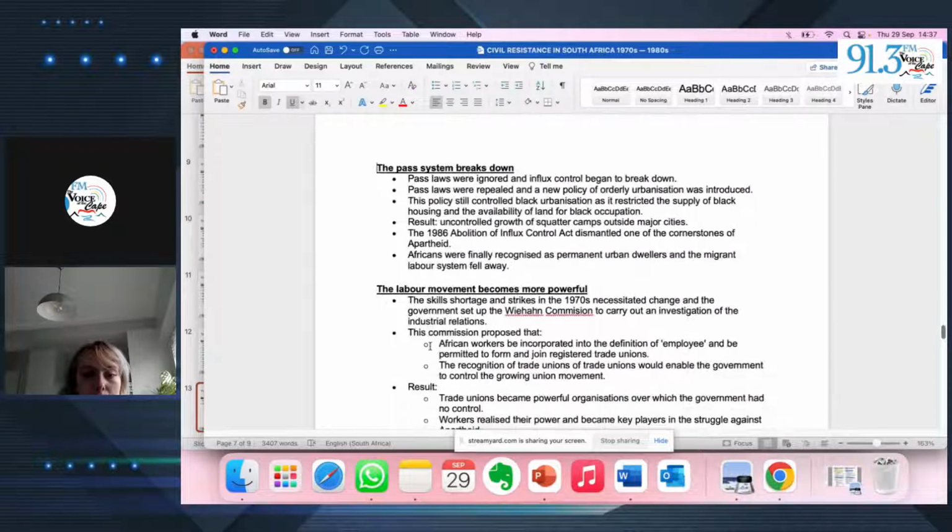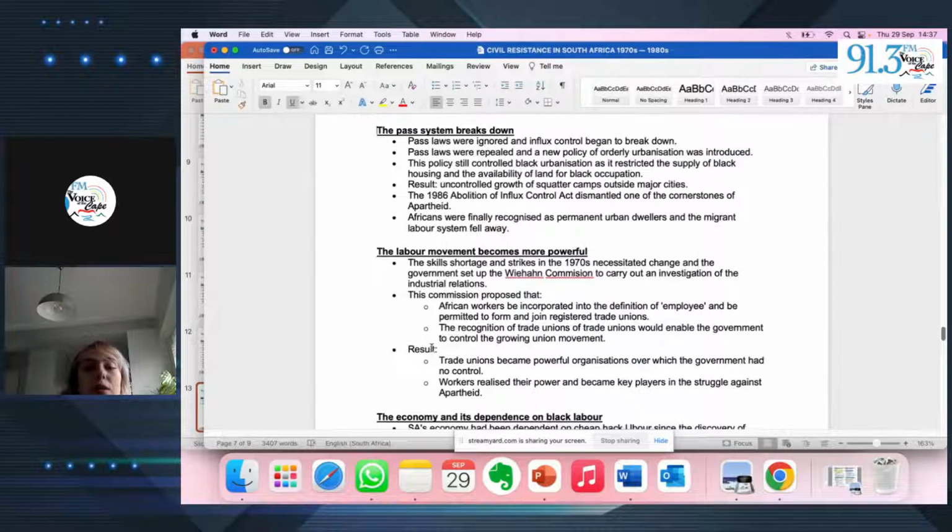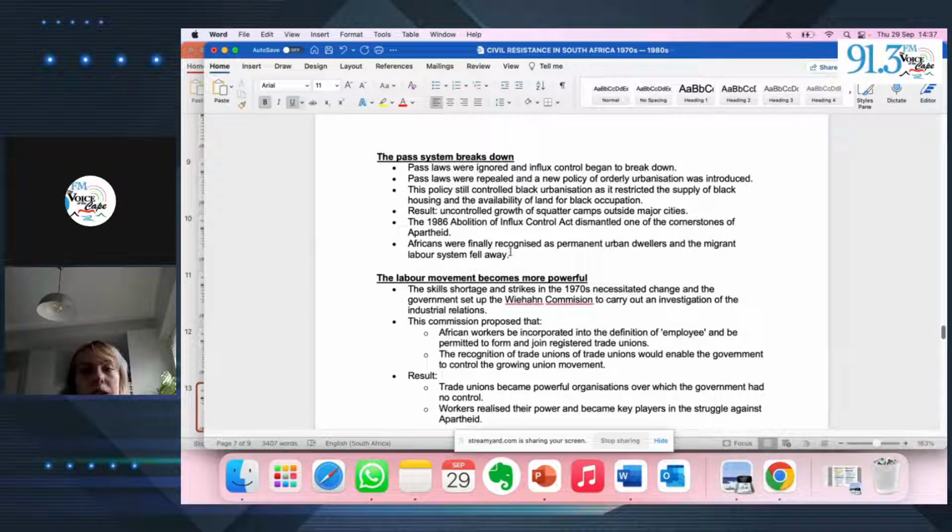Then the pass system starts to break down. Okay, so pass laws were ignored and the influx control began to break down. These laws were thus repealed and a new policy of quote-unquote orderly urbanization was introduced. This policy still controlled black urbanization as it restricted the supply of black housing and the availability of land for black occupation. The result, this is what we see now with Khayelitsha and other areas, an uncontrolled growth of squatter camps outside major cities. Because of these pass laws and because these people couldn't find land or housing, but they needed work, they ended up making squatter camps outside cities because they needed to be near the cities to work.